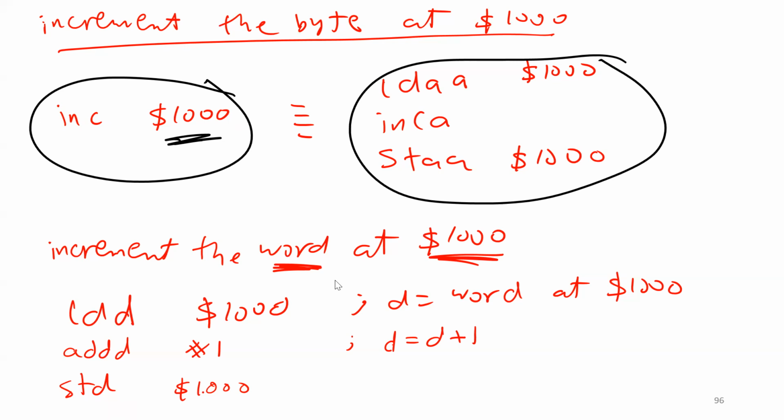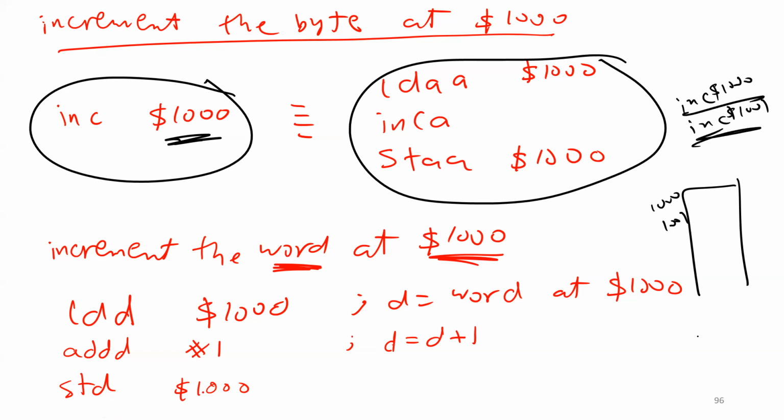Now, and this may be a question in a test, in a quiz, whatever. What if I want to increment the word, not a byte, at 1000 this way? So can I say increment, for example, 1000, and then we have 1001. Can I say increment 1000, increment 1001, is that right?